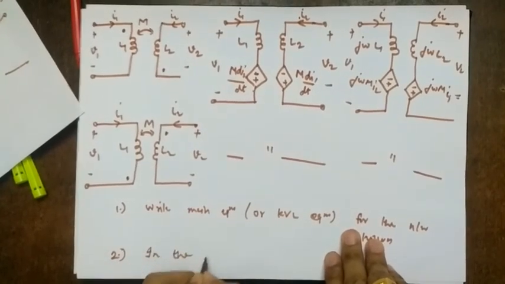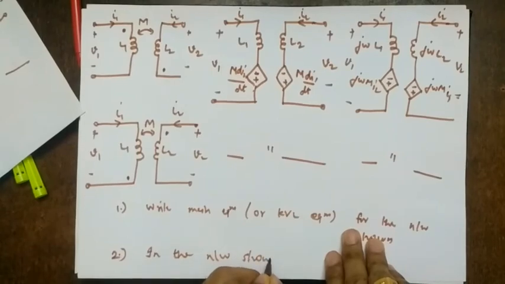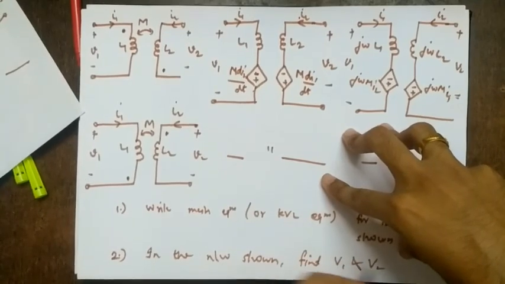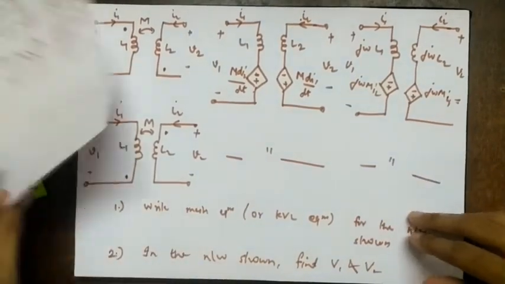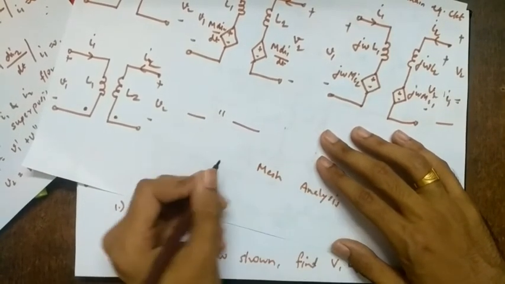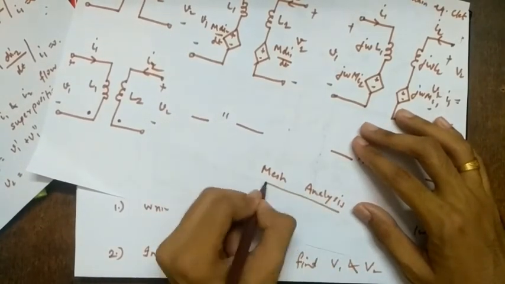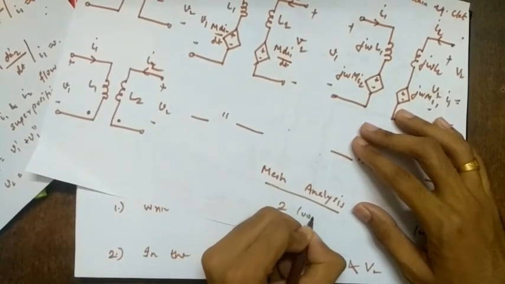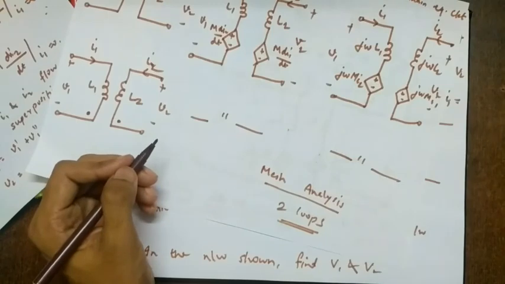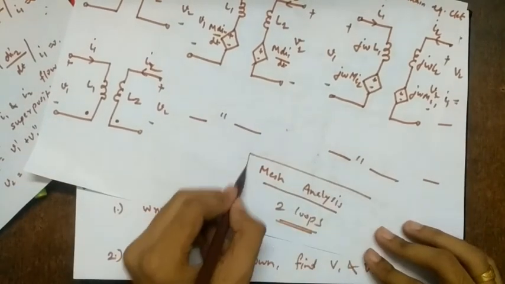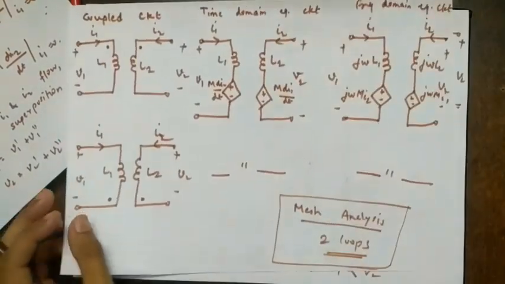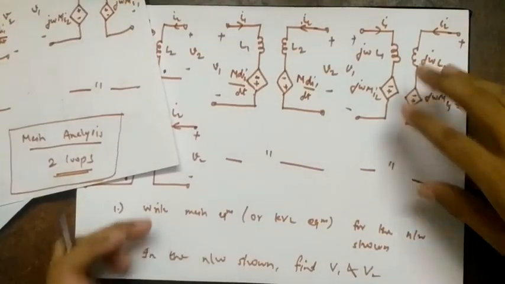It will be somewhat like this. In the network shown, find V1 and V2, or it can be find I1 and I2. And in your syllabus it is only for mesh analysis. So if you are referring to any book, make sure you study sums on mesh analysis only, and you have a maximum of 2 loops. So there won't be any question in the exam which will have 3 loops. So you won't have to apply mesh analysis using 3 loops. So we'll have only mesh analysis, no node analysis, only 2 loop questions. Okay, so we'll solve this first type of sum tomorrow and the second type the day after.